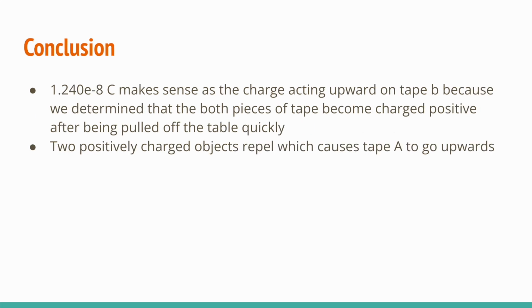1.24 x 10^-8 coulombs makes sense as a charge acting upwards on tape B because we determined that both pieces of tape become positively charged after being pulled off the table quickly. Two positively charged objects repel, which causes tape A to push upwards.